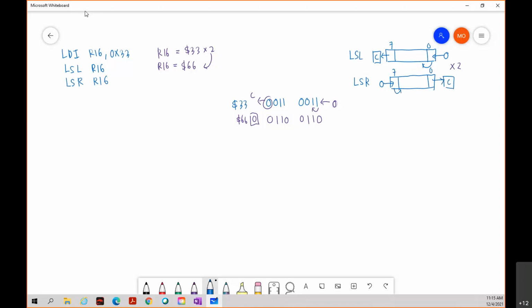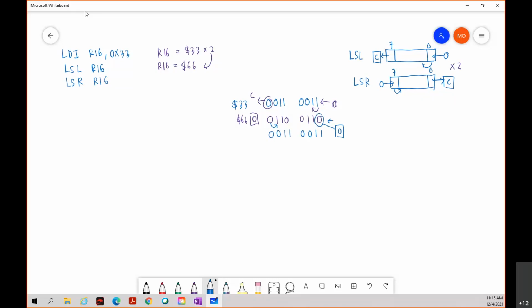So the previous value of R16 is 66. Now you do the LSR. What happened here is, 0 from the outside goes to your bit 7. So this is your bit 7, you get 0. And then this one here will be shifted to the right by 1 bit. So the rest of the bits you shift to the right by 1 bit. And what about this 0 here? This 0 will go to your carry flag.